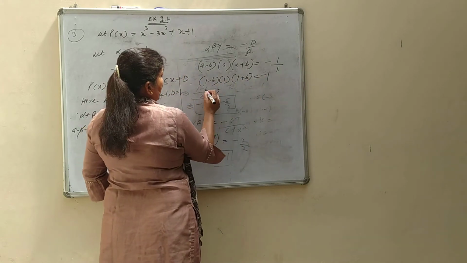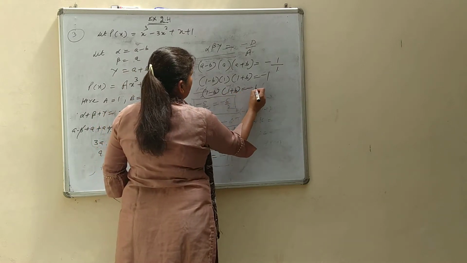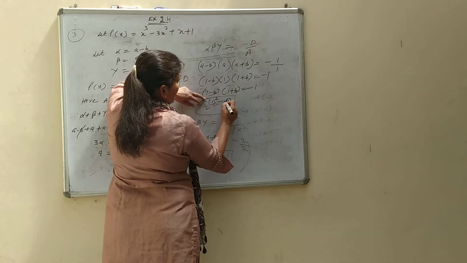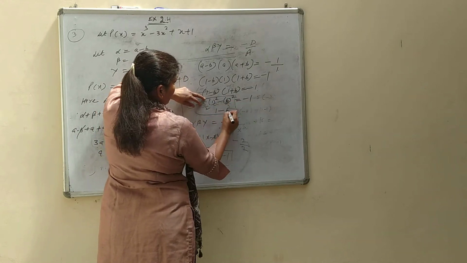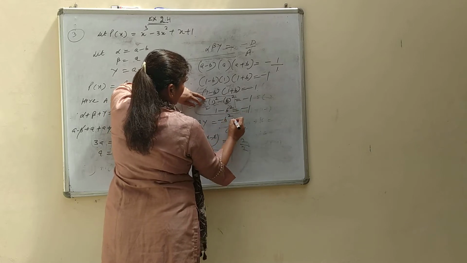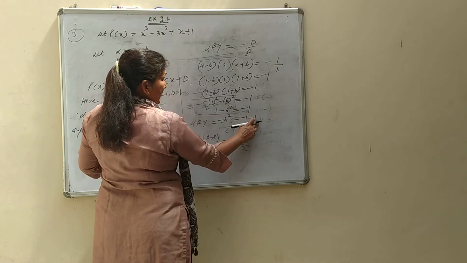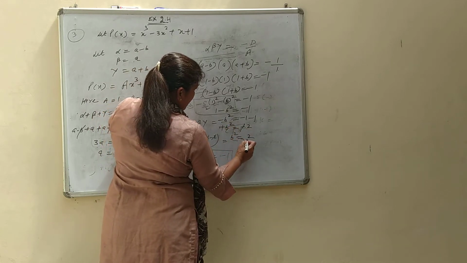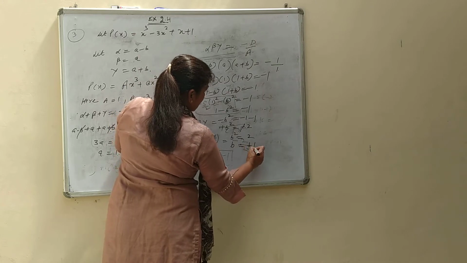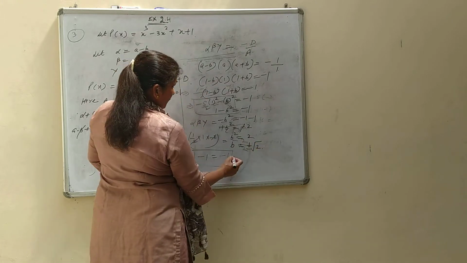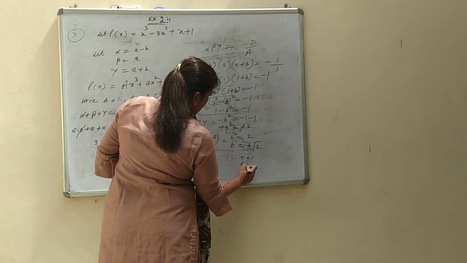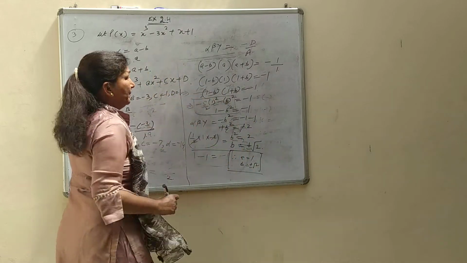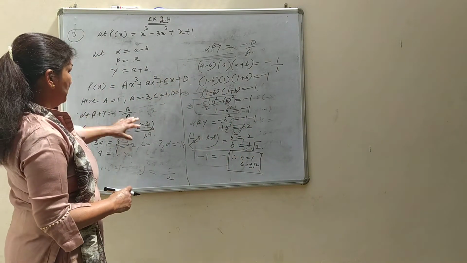Now 1 minus b into 1 plus b is equal to minus 1. That is a minus b, a plus b. By using the identity, a square minus b square is equal to minus 1. By transposing 1 to this side, minus b square is equal to minus 2, so b square is equal to 2. Therefore, b is equal to plus minus square root 2. Therefore, the value of a is 1, b is equal to plus minus root 2. These are the two values of a and b. In this way, we can find the values of a and b.